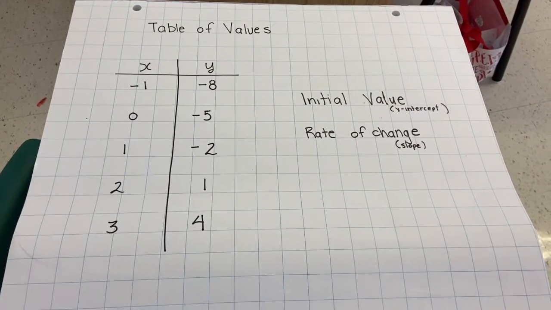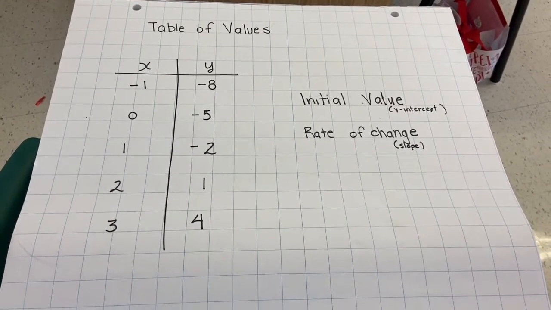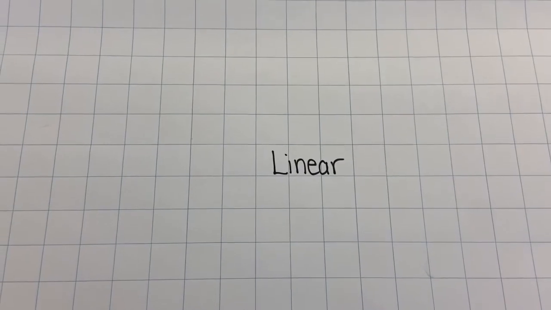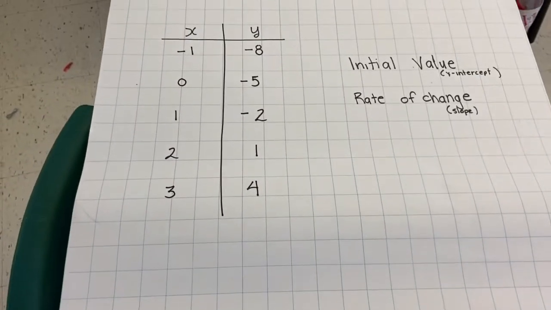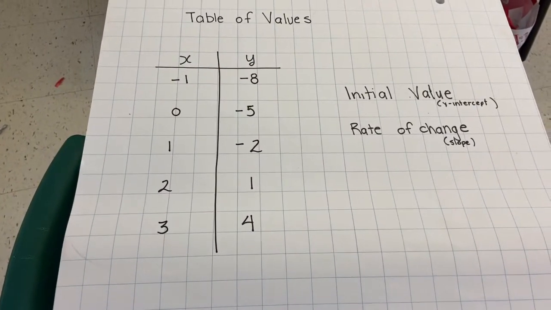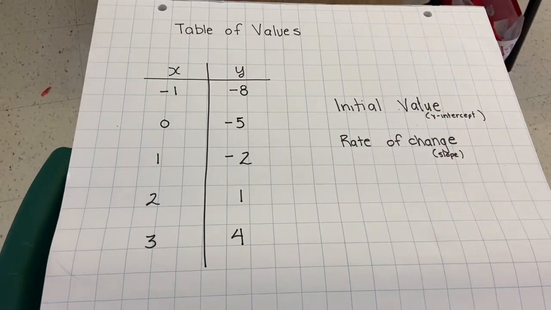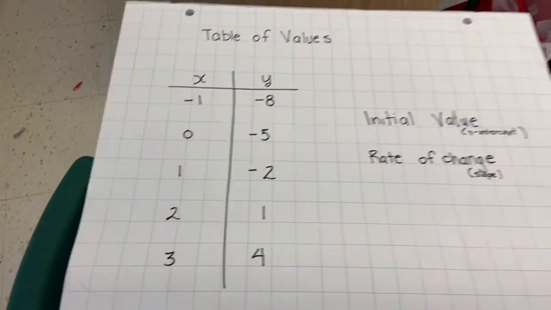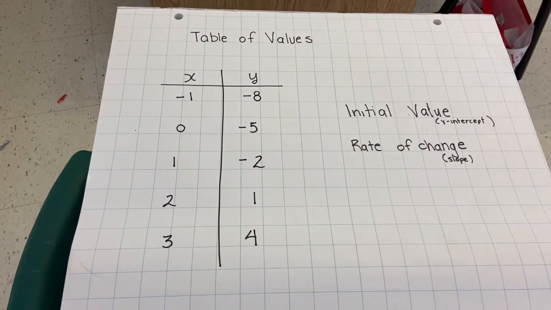So here we have a table of values. For this table of values, we want to find the initial value, we want to find the rate of change, and we want to determine if it is linear. First I want to find the initial value. Some people would think when they look at this table of values that the first number, -8, must be the initial value.